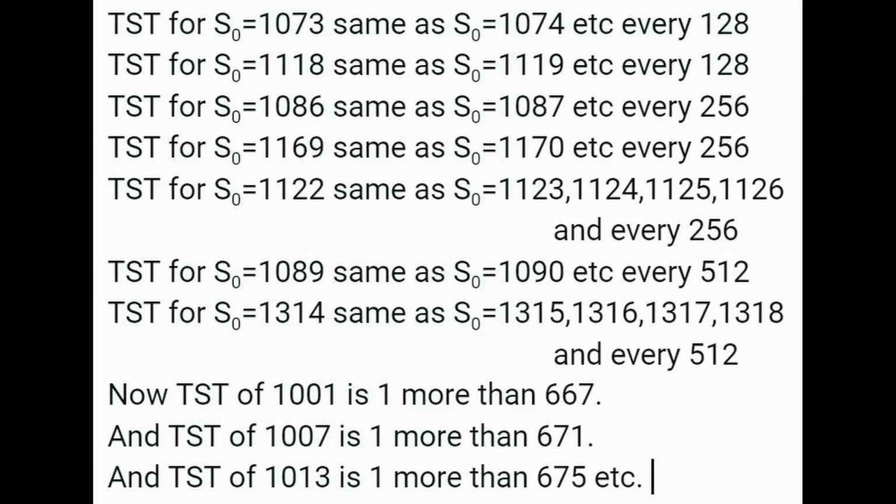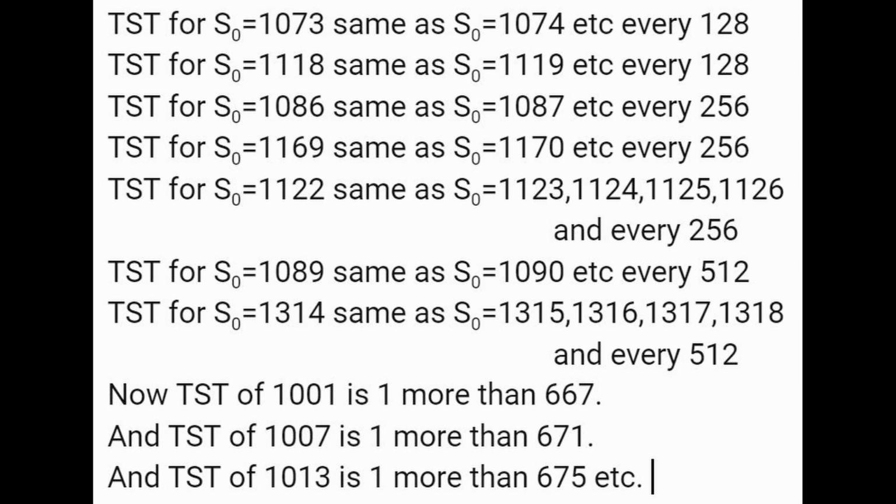Next, it gets a bit tricky. But what the neural network did was say 1,073 and 1,074 had the same value, and you could go up in 128s, and then 1,118 and 1,119 also had the same value, and they went up in 128s. And you can see the various factors it's going through there.